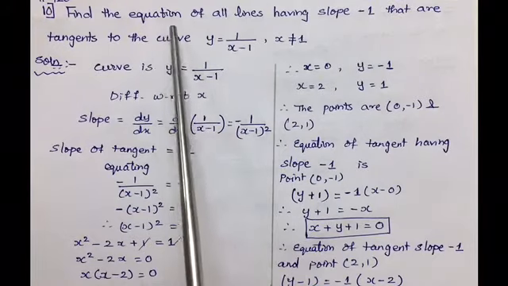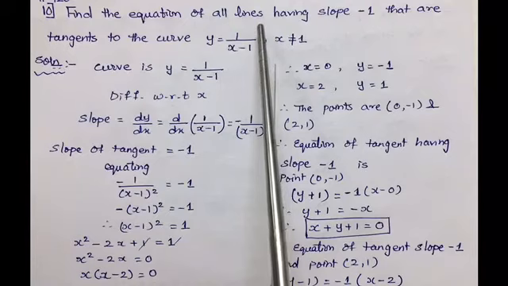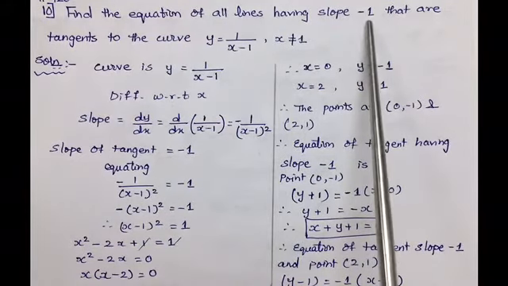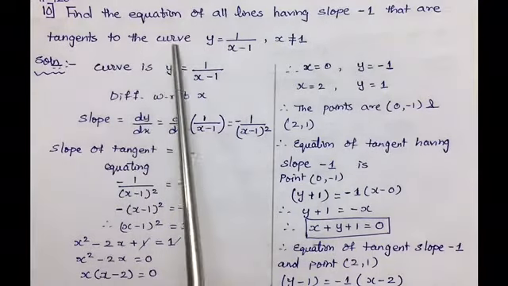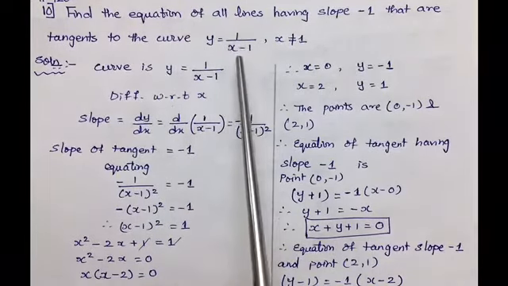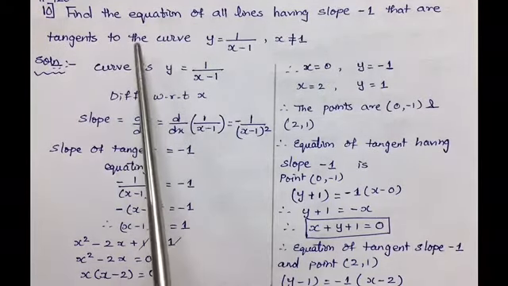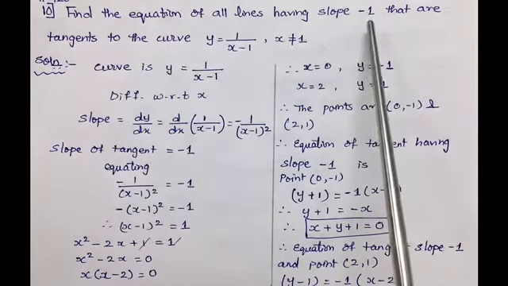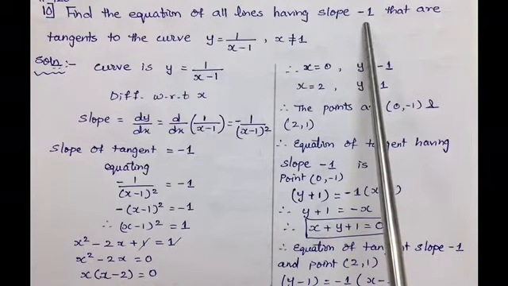Now here in this question we have to calculate the equation of lines. All the lines will be having the slope as -1 and they are tangent to the curve y equal to 1 upon x minus 1. So in short, we need to calculate the equation of tangents, and all the tangents will be having the slope as -1.